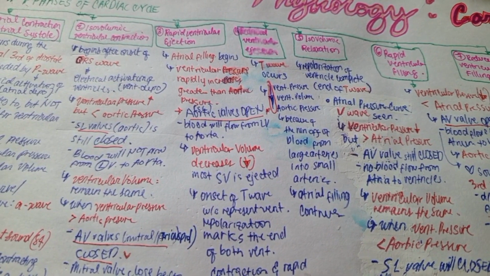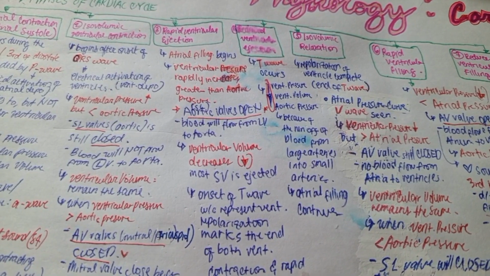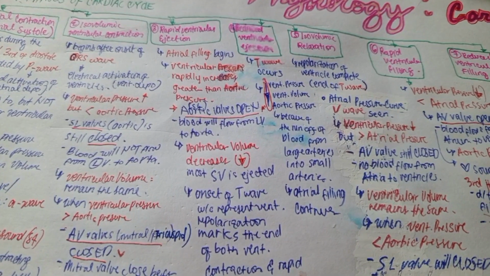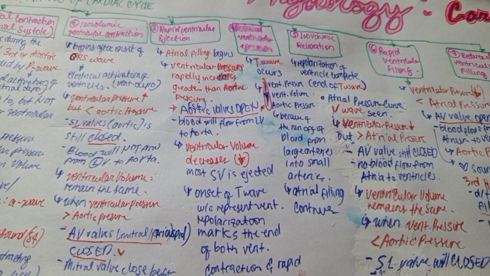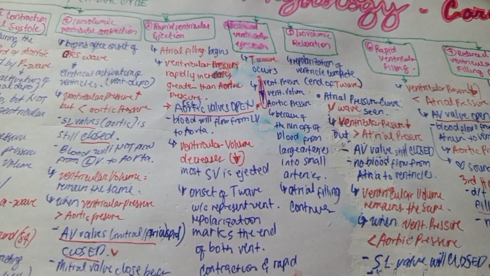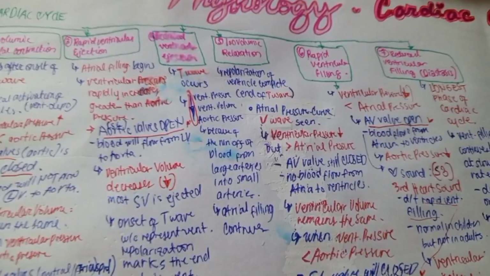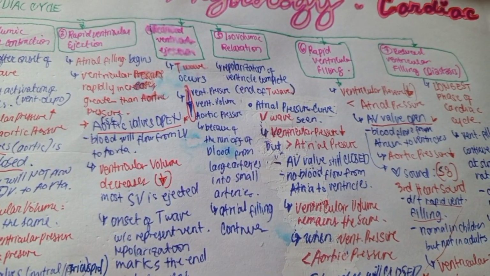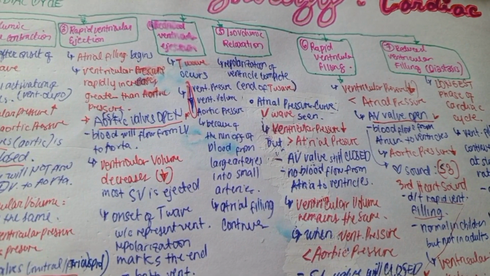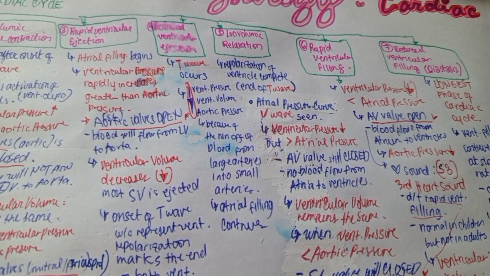So the aortic pressure decreases because of the runoff of blood from the large arteries into small arteries. And in this phase, the reduced ventricular ejection, the atrial filling continues. So for the next phase, it is the isovolumic relaxation. After the reduced ventricular ejection, we have the isovolumic relaxation.